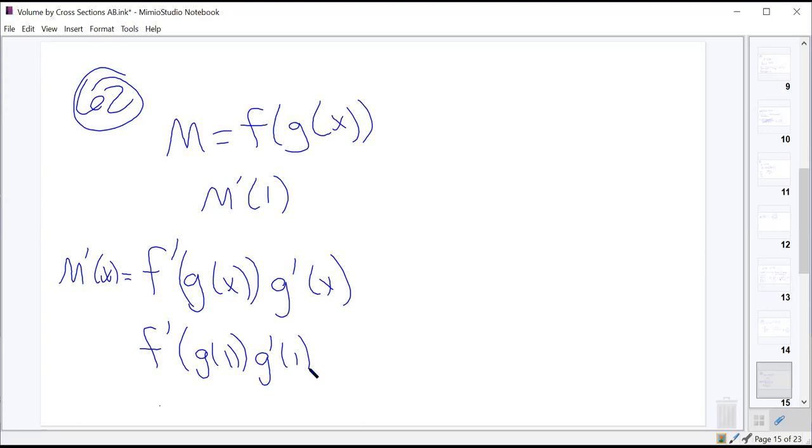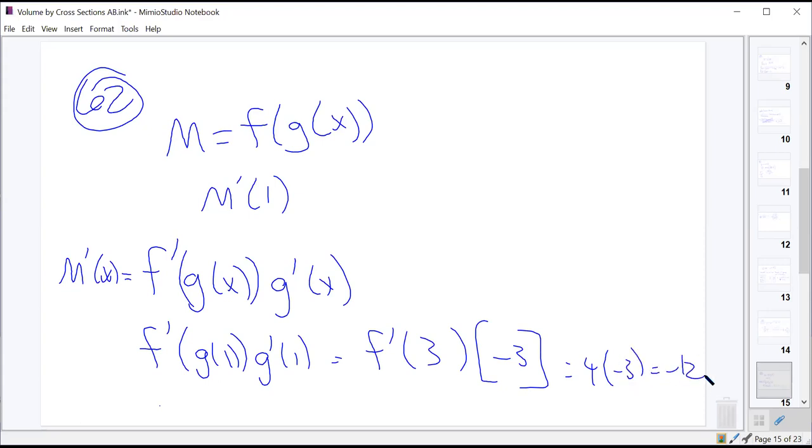And according to the chart, we've got g of 1 is 3. And g prime of 1 is -3. And so then we have to find now f prime of 3, because that's what we end up with once we evaluate g of 1. And what is it? F prime of 3. F prime of 3 is 4. So this becomes 4 times -3.